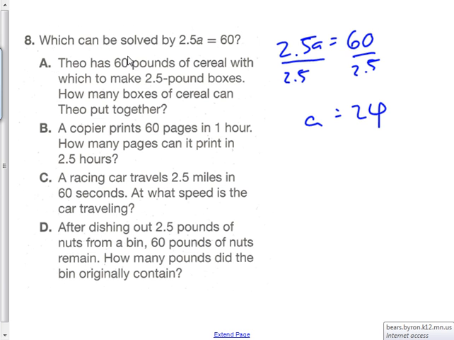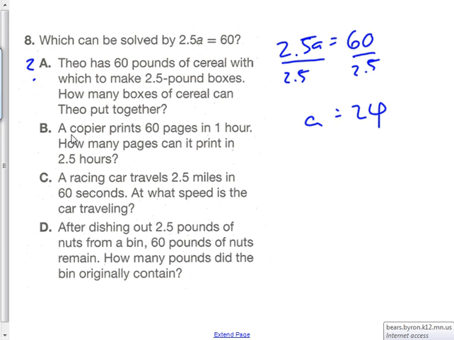So, A: Theo has 60 pounds of cereal with which to make 2.5-pound boxes. How many boxes of cereal can Theo put together? So if I do 2.5 times A, which could stand for the number of boxes, that equals 60. So this one sounds like it could be right.